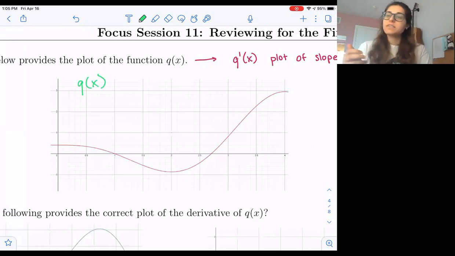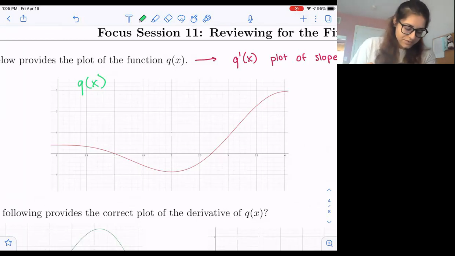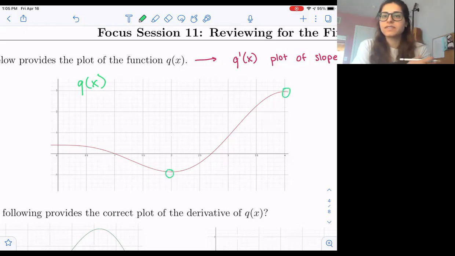All right, next I would look for the minimums and maximums, because those are our critical points. Critical points are when q prime of x equals 0. So if we find those critical points, looks like I have one at 2. I definitely have one at 4. Might have one somewhere over to the left, but probably won't use it, so I will leave it alone.